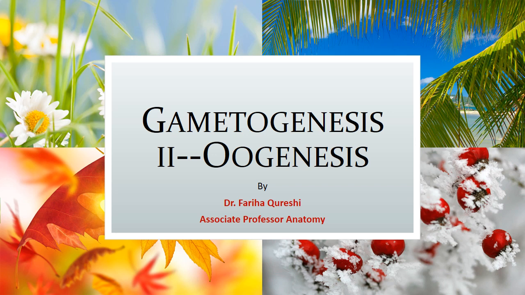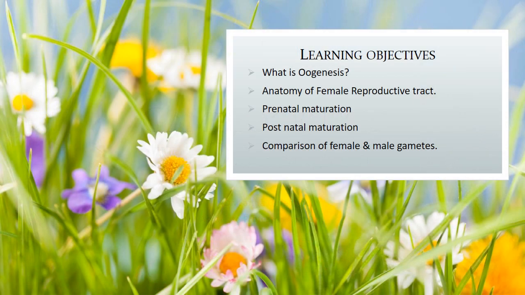Now we'll discuss the gametogenesis in the female, that is the oogenesis. We have completed the gametogenesis process in the males, that is the spermatogenesis. So in this lecture, we'll discuss what is oogenesis and the female reproductive tract, the prenatal maturation of the oocytes and the postnatal maturation and the comparison of the male and the female gametes.